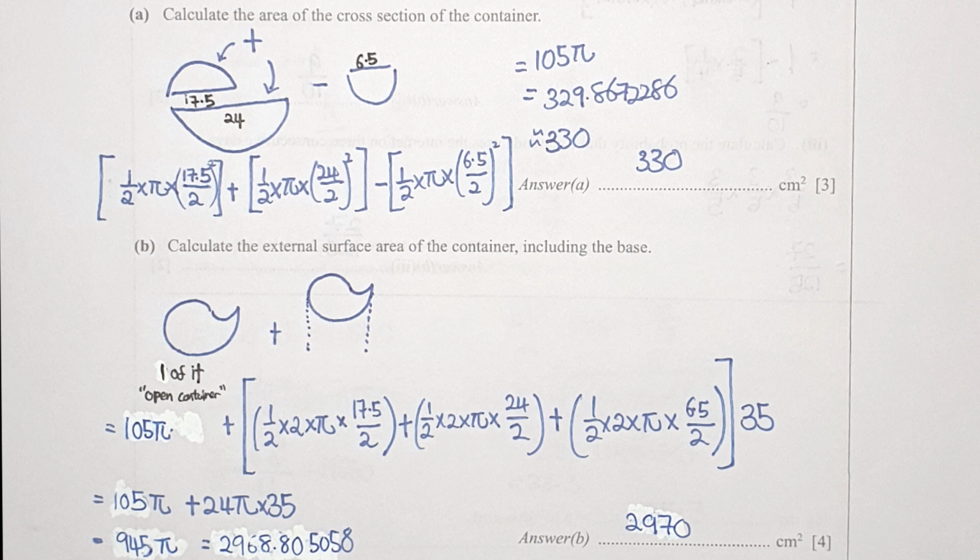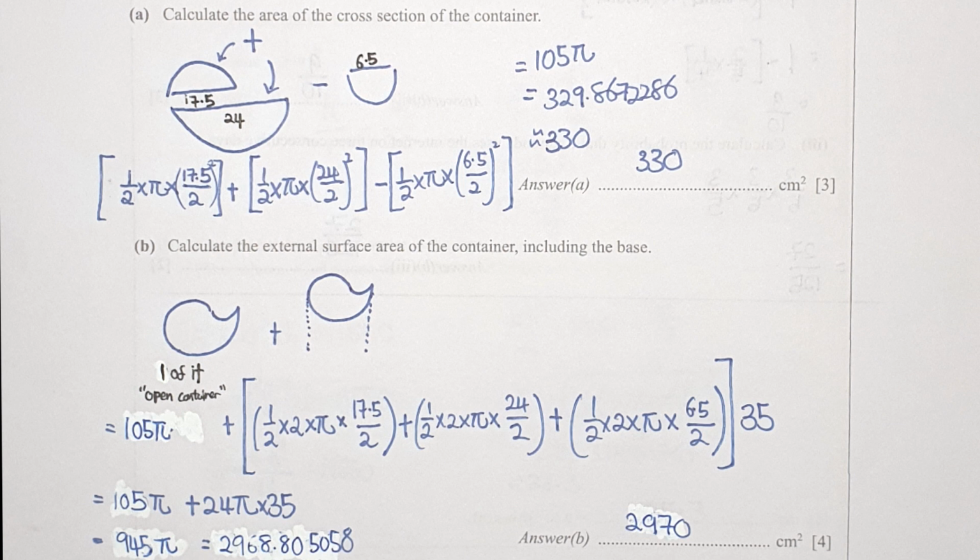Okay, calculate the external surface area will be the keyword here. As mentioned, this is an open container, hence only one of the water drop shape will be included in the surface area calculation. So for the next part, to identify the curved water shape's surface area, we are required to use 2 pi r, which is the circumference calculation, multiplied by the height that was given, which is 35.